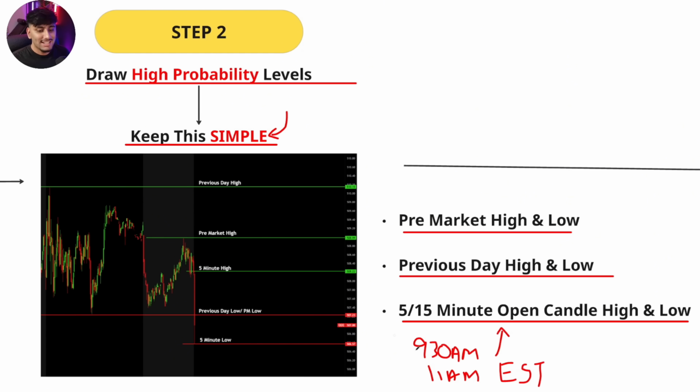And once again, when I say open of the day, I trade from 9:30 a.m. to 11 a.m. Eastern. So as we can see on the chart here, we marked out the previous day high up here. We marked out the pre-market high here as well. The 5-minute candle was formed, and therefore we marked out the 5-minute high. We also marked out the previous day low, and finally we marked out the 5-minute low down here.